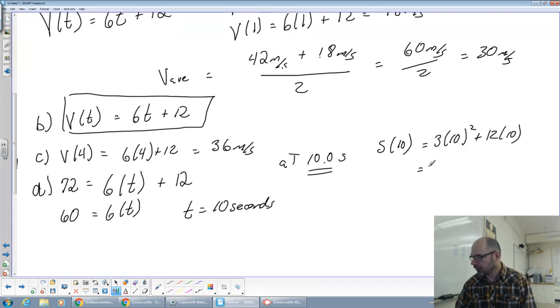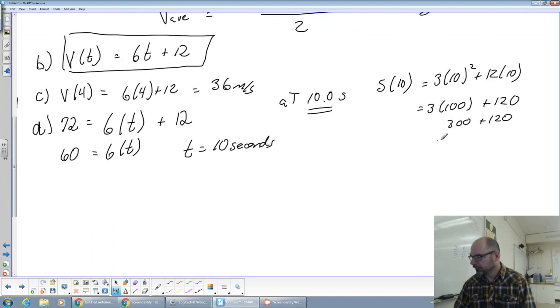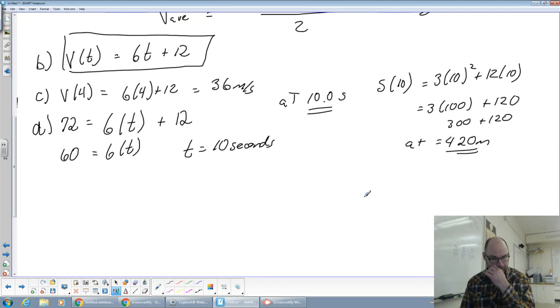So in this case, it'd be 300, 3 times 100 plus 120. So this would be 300 plus 120. Hopefully I'm not blocking you out there. I'll move that up. It goes 420 meters. So at 10 seconds, it would be at 420 meters.